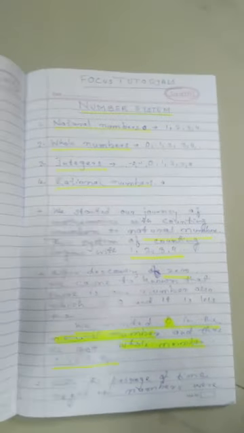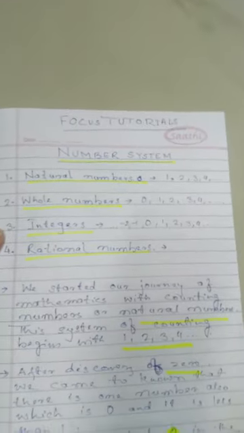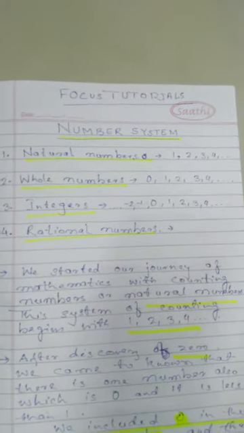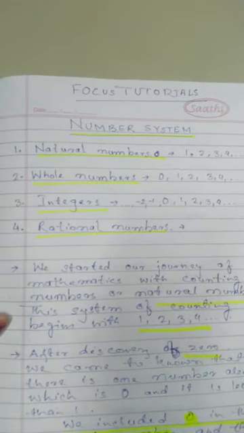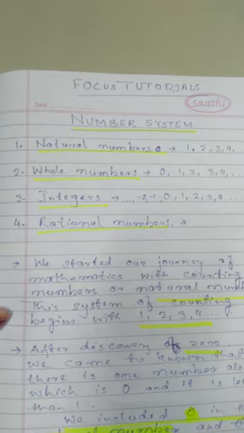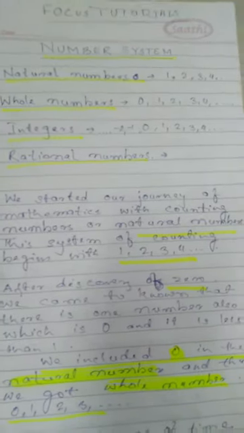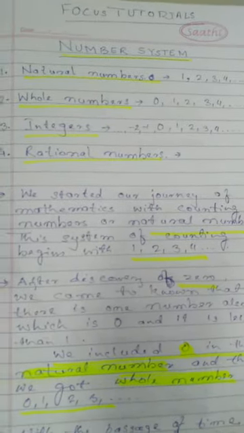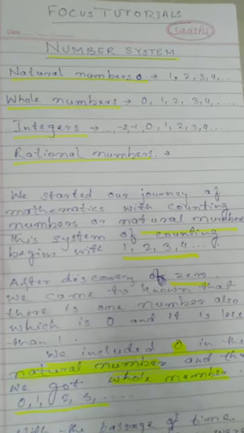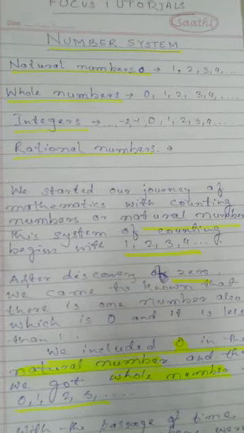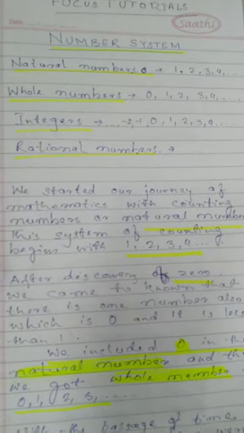Hello, good afternoon children. Today we are going to discuss our number system: natural number system, whole number system, integers and rational number system. We started our journey of mathematics with counting numbers or natural numbers. This system of counting begins with 1, 2, 3, 4.